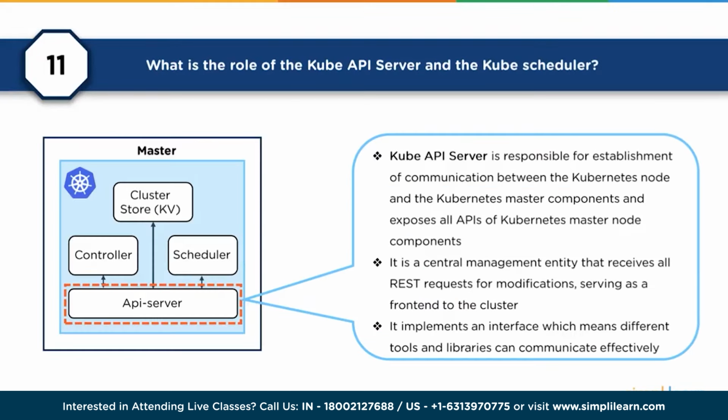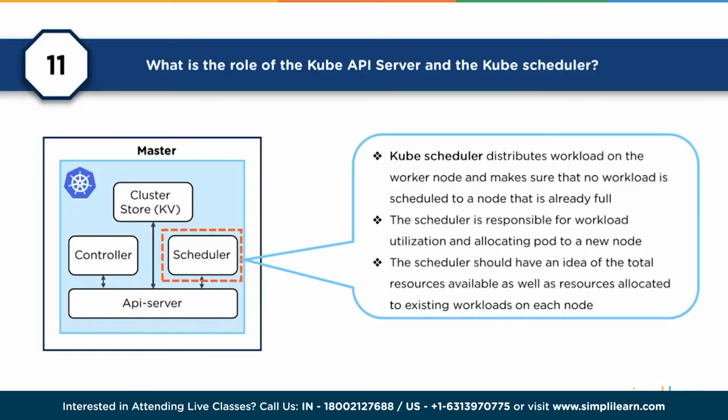What is the role of the Kube API server and the Kube scheduler? The Kube API server is responsible for the establishment of communication between the Kubernetes nodes and the master components, and it does this through APIs. The APIs themselves are all REST-based commands, and it implements an interface, which means different tools and libraries can communicate effectively with each other.